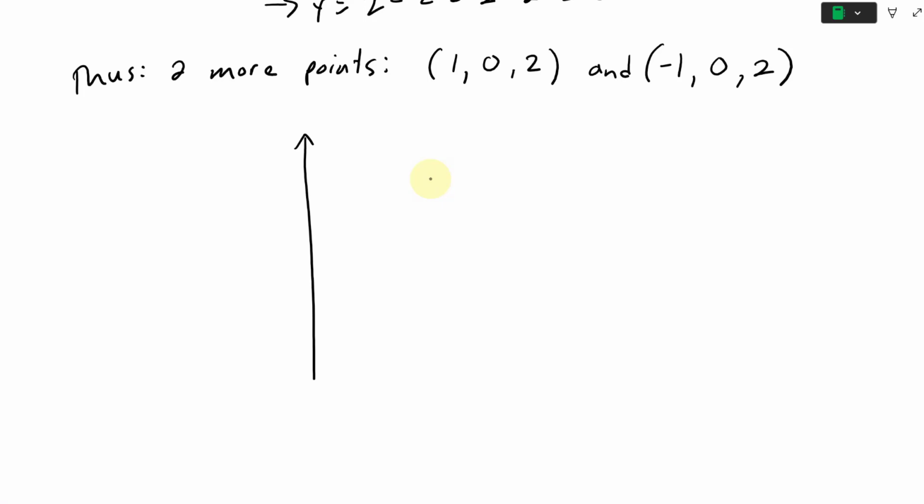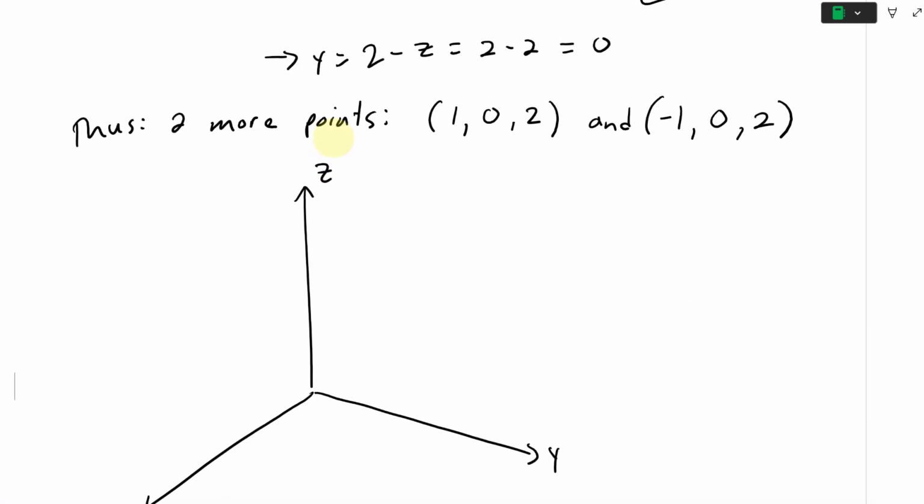So this is going to be, I'll make it not so big. Okay, this is going to be our y. This is going to be our x. This is going to be our z. And now let's just put some points here. Alright, let's do the first one. Let's put this 1, 0, 2.